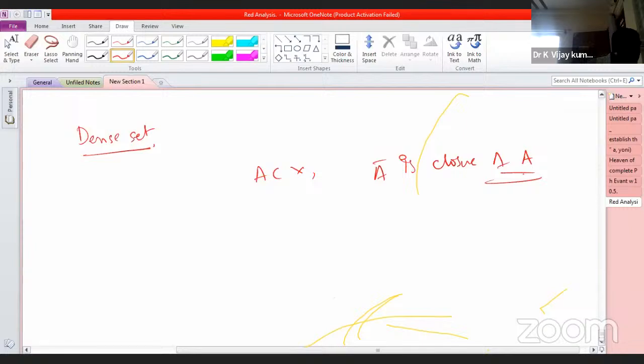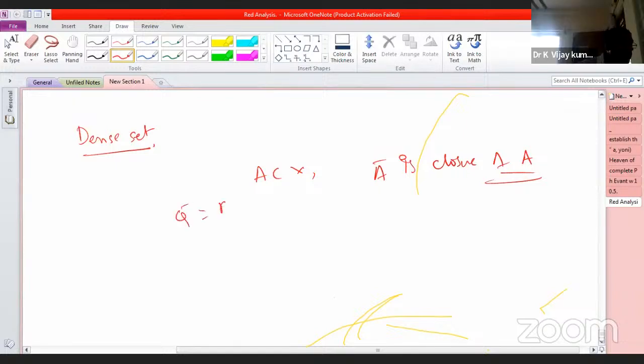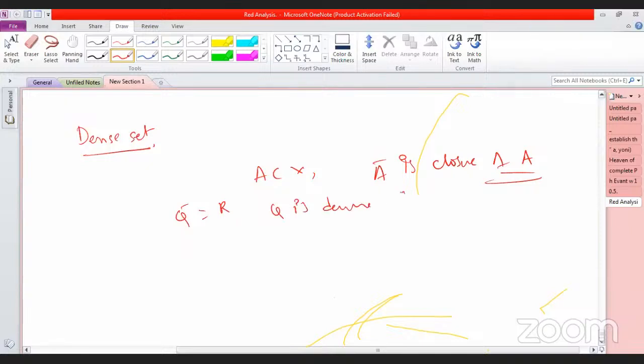For example, what is Q? The set of rational numbers. Therefore Q bar is equal to R, so Q is a dense set in R.